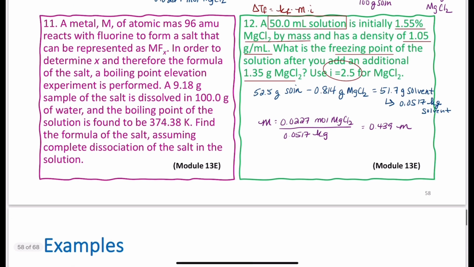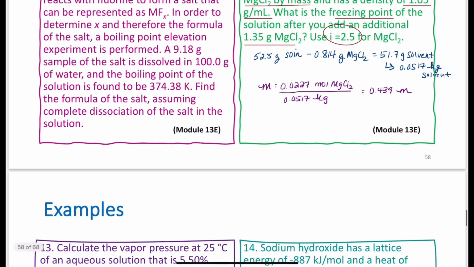Now I'm going to plug that in to my temperature change equation. So delta TF is equal to 1.86 degrees C per molal times 0.439 molal, and it told us to use a Van Hoff factor of 2.5. Again, normally magnesium chloride would be 3, but we're already saying this is not going to be under ideal solutions. This here is going to give me a value of 2.04 degrees C.